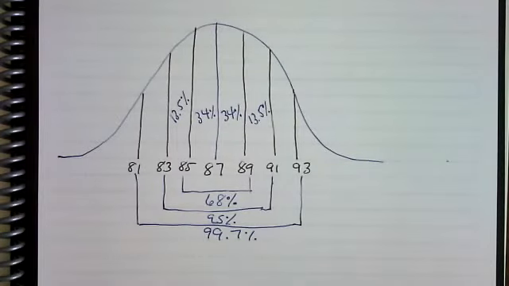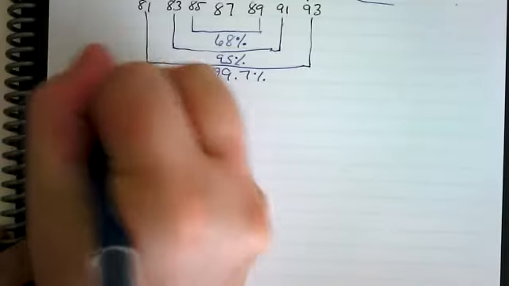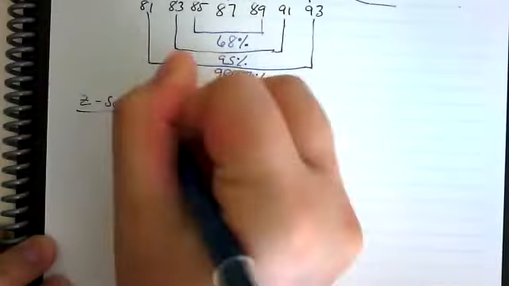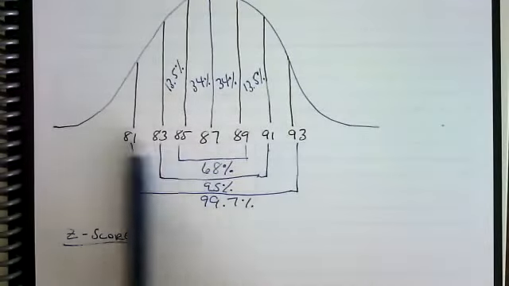Okay, so that is for our normal curve. Okay, so that's one way we can find it. So now we're going to talk about z-score. So z-score, what z-score finds for us is it tells us where that number falls on here.